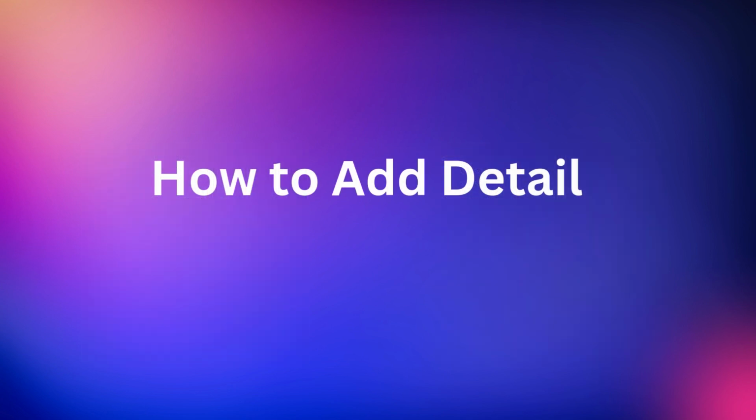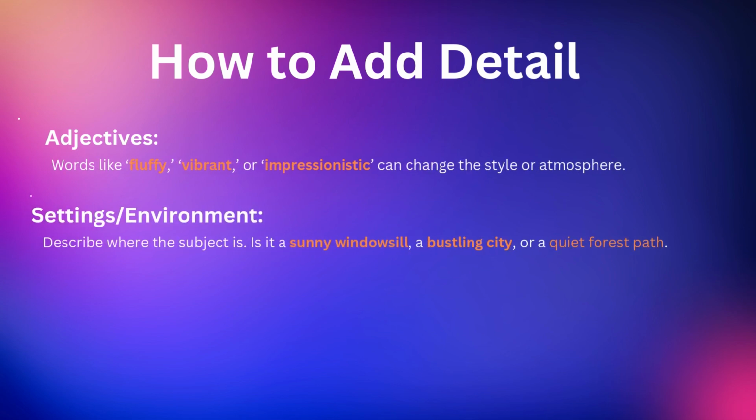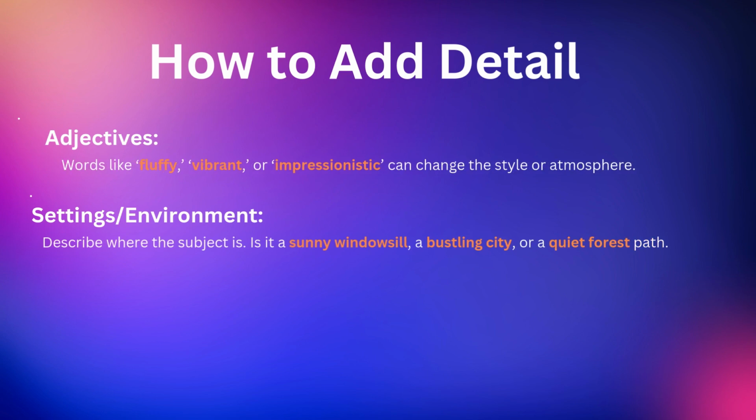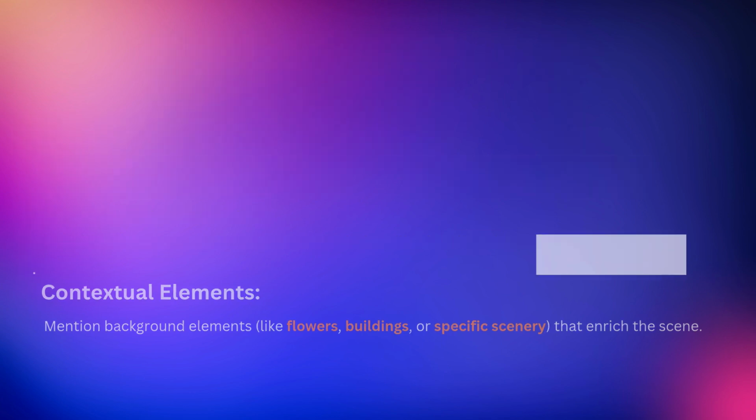How to add detail. Adjectives. Words like fluffy, vibrant, or impressionistic can change the style or atmosphere. Settings or environment. Describe where the subject is. Is it a sunny windowsill, a bustling city, or a quiet forest path? Contextual elements. Mention background elements, like flowers, buildings, or specific scenery, that enrich the scene.